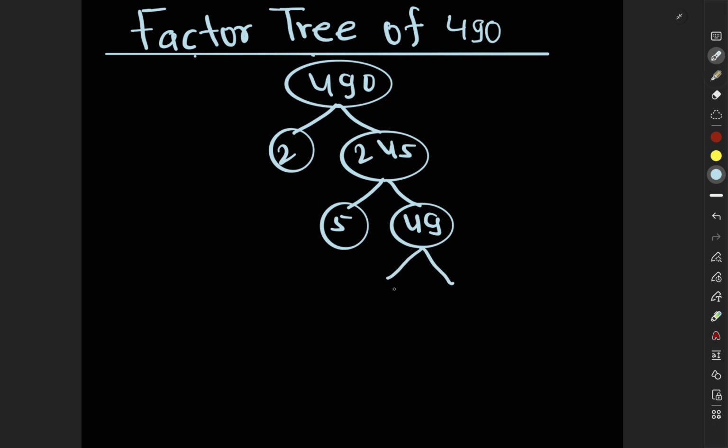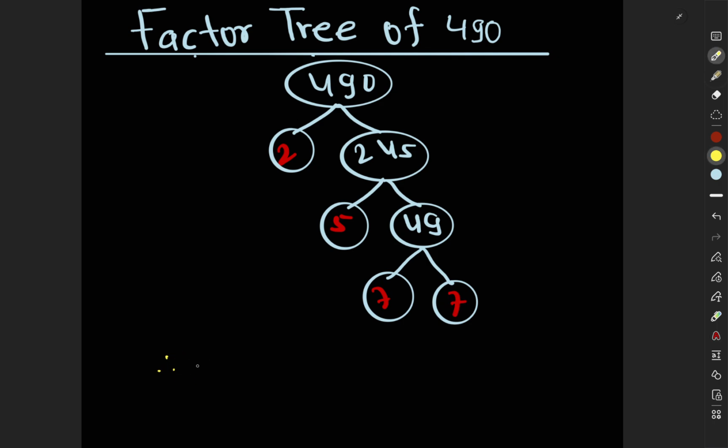49 can be written as 7 and 7. So 7 times 7 means 49. So now we select the prime numbers among these numbers. So the prime numbers here are 2, 5, 7 and 7.